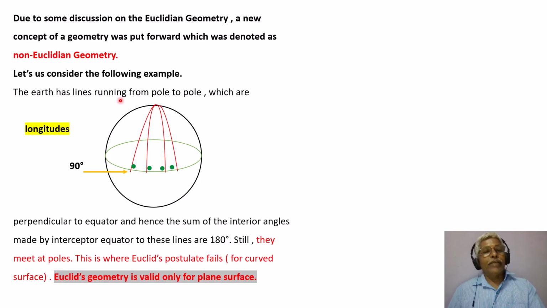The Earth has lines running from pole to pole. We know that these are called longitudes, which are perpendicular to the equator, and hence the sum of the interior angles made by the intercepting equator to these lines is 180. What does this mean? If this is a line passing from this pole to this pole, it intersects the equator at 90 degrees. Another line which passes from pole to pole also makes an angle of 90 degrees to the equator.